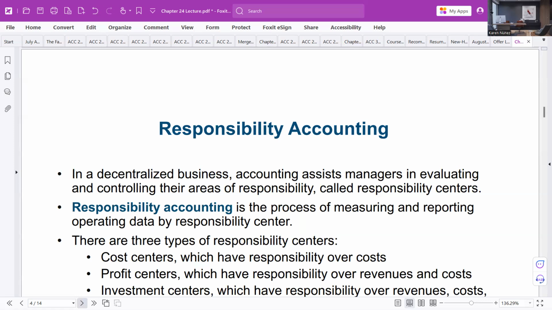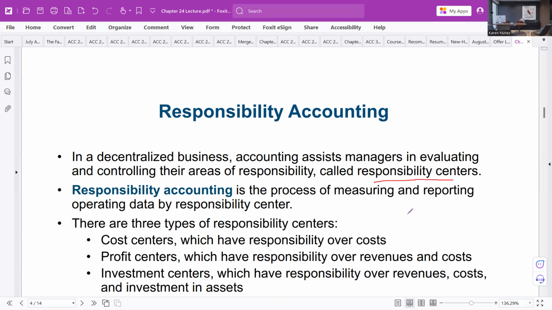So let's talk about what's important to us from a decentralization perspective. When you have a decentralized business, you've got managers that are responsible for certain areas, and we call those responsibility centers. And we practice responsibility accounting for responsibility centers. That means that we're going to measure and report operating data by responsibility center.